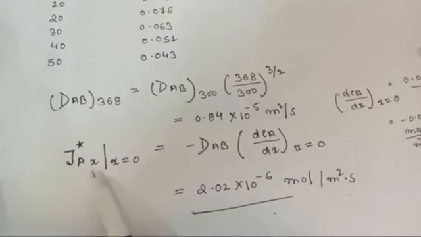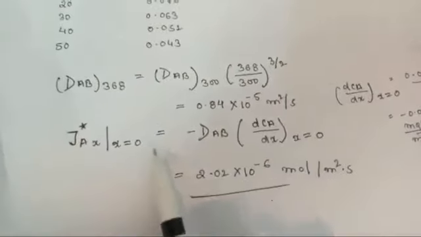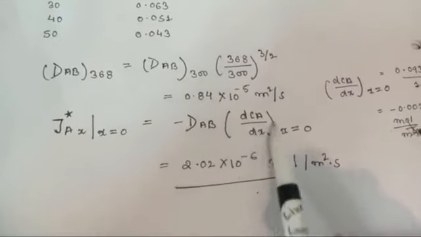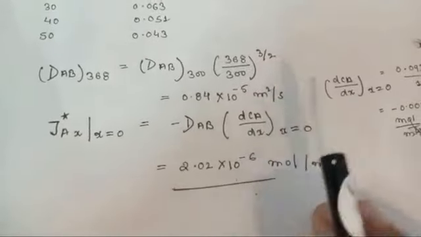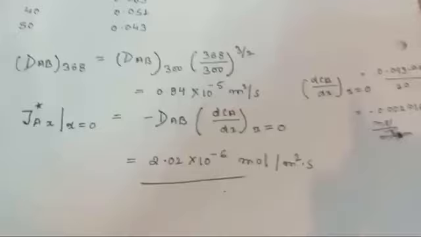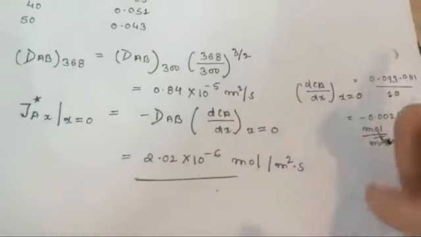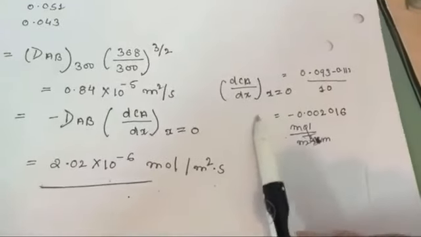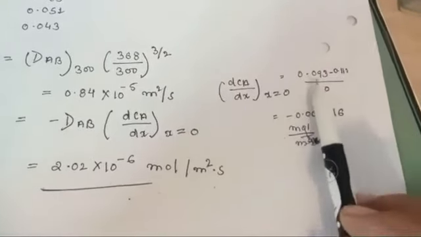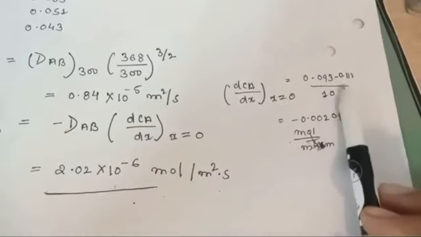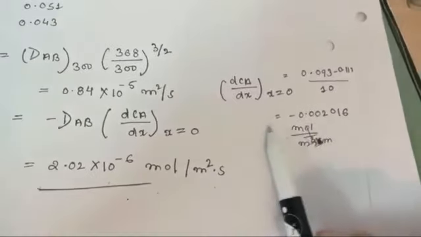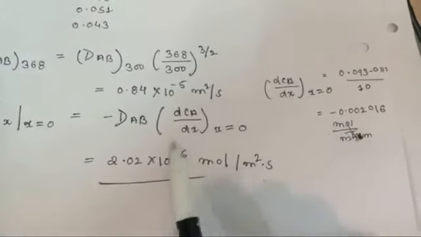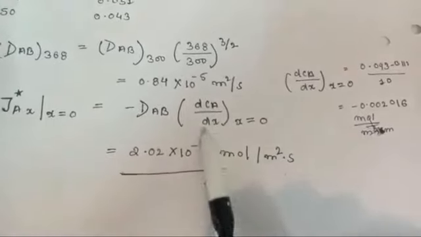And the molar flux is asked at x equals 0, meaning the concentration gradient which we have to find should be at x equals 0. So here I have calculated dC_A by dx at x equals 0, which is 0.093 minus 0.117 by 10. I have got minus 0.002016. So this is the slope that we're going to use in this.